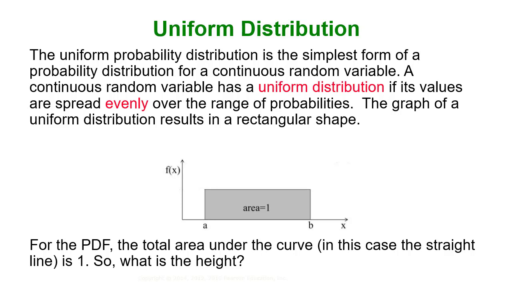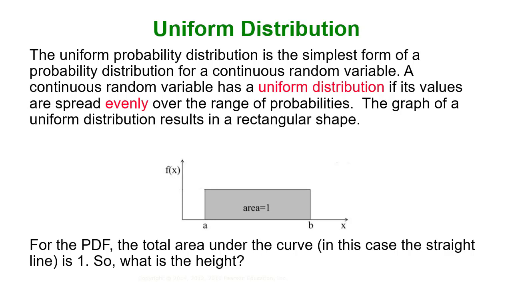So with that in mind, when we look at a uniform probability distribution, which is kind of the simplest one out there, because now we just have a continuous random variable where all of its values are evenly spread over the range, i.e. we get a rectangle, right? The graph of a uniform distribution just gives us a rectangular shape. The height, the f of x, remember f of x is the output, it's the y value, it's the height of our function, is constant, it's uniform.